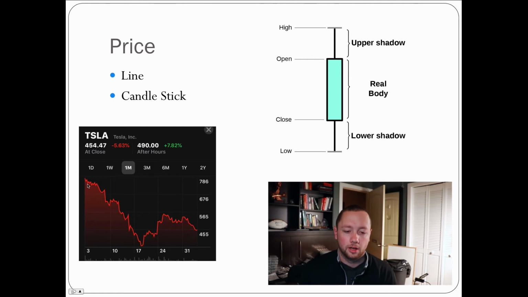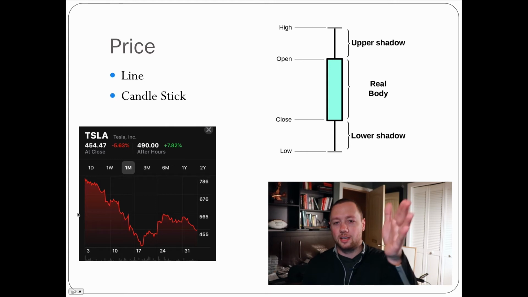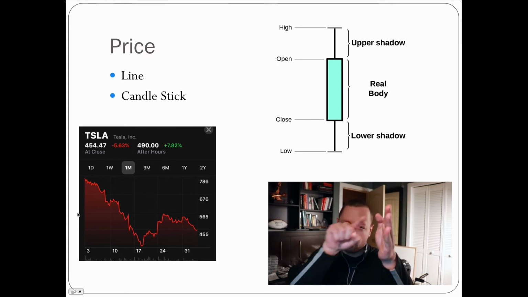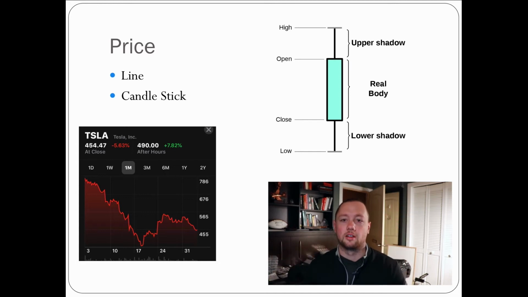Now, how do they plot out this red line throughout that period? Well, they take the closing price at the end of each day, and then they take the closing price at the next day, and they just draw a line in between them. They draw a line to the next one, and that's how you get this basically spiky line that goes all the way through Tesla for the last month. That is the price action over the last month.